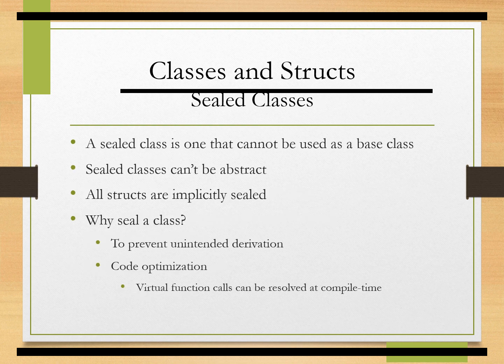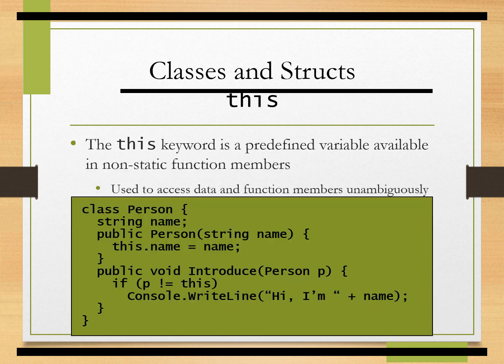What is a sealed class? A sealed class is one that cannot be used as a base class. So a sealed class cannot be abstract. All structures are implicitly sealed. Why seal a class? To prevent unintended derivation and for code optimization at compile time.